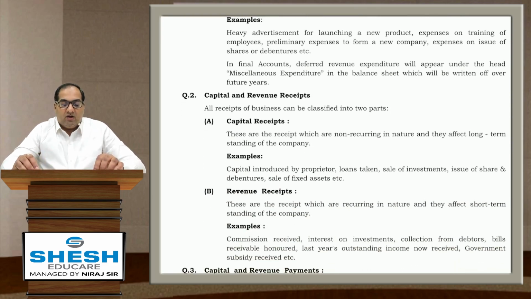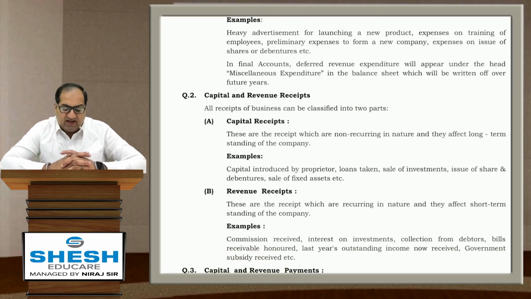Capital and revenue receipts. Capital receipts are those receipts which are non-recurring in nature and they affect long-term standing of the company. Long-term standing of the company यानी क्या? ओनर ने कैपिटल इंट्रोड्यूस किया, हमने लोन टेक ओवर किया, हमने इन्वेस्टमेंट्स को सेल किया, हमने शेयर्स को इशू किया, डिबेंचर्स को इशू किया, हमने एसेट्स को बेचा. ये सब लॉन्ग टर्म स्टैंडिंग को अफेक्ट करे. ठीक है.